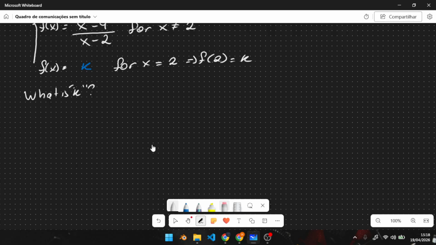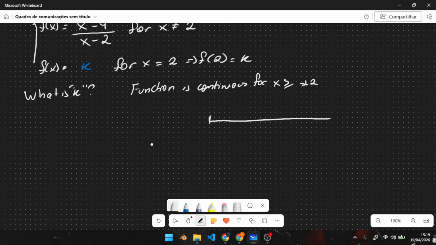But before they ask you what is k, they say that the function is continuous for x greater than or equal to, I don't know, minus 12. Okay, so this means that from minus 12 on, this function is continuous, which includes 2. So this means that there must be an answer to k. K must be something.